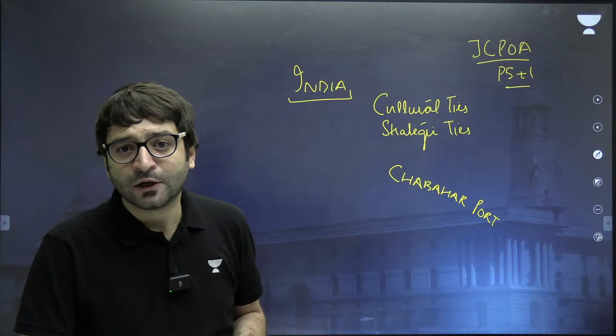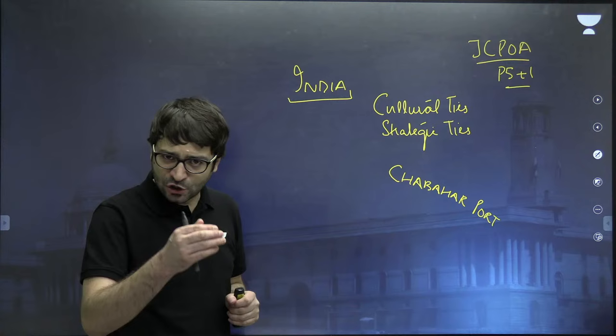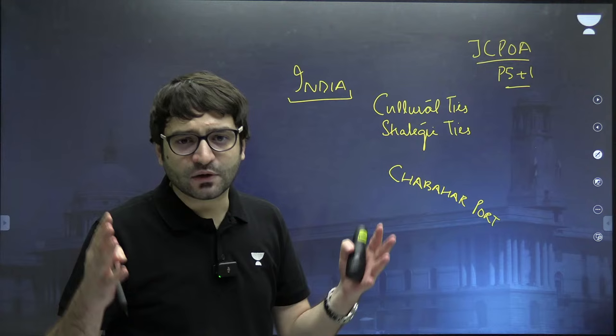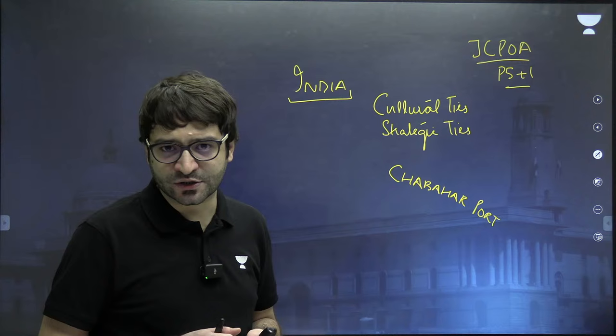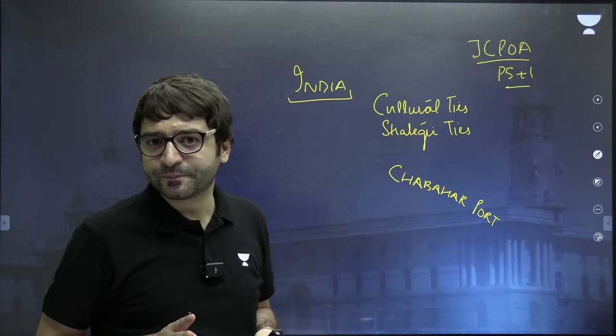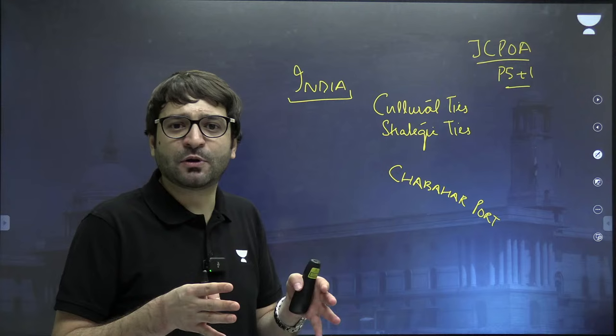Not just that, there are the strategic ties that we have with Israel because of the defense agreements, and the cultural ties that we have with Iran. And let's not forget, when the OIC, the Organisation of Islamic Cooperation, tried to introduce a resolution in the United Nations condemning India for alleged human rights violations in Jammu and Kashmir, it was Iran which blocked that resolution. So Iran and India, we have had cultural relations, diplomatic relations, and good relations with each other.